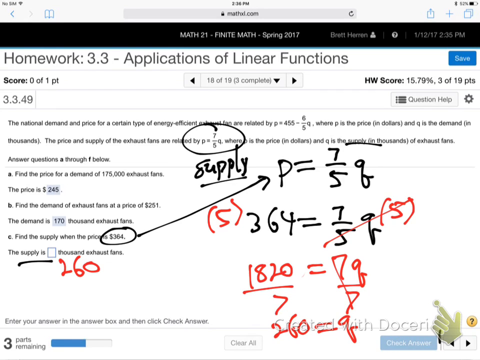Did I mess up? It says Q is the supply, so do you put... Or is it because you're solving for Q? Yeah, I'm sorry, you're right. Q is the supply. I solve for Q, that's the supply. That's what they're asking for. Yes, that is the supply. Is that good?